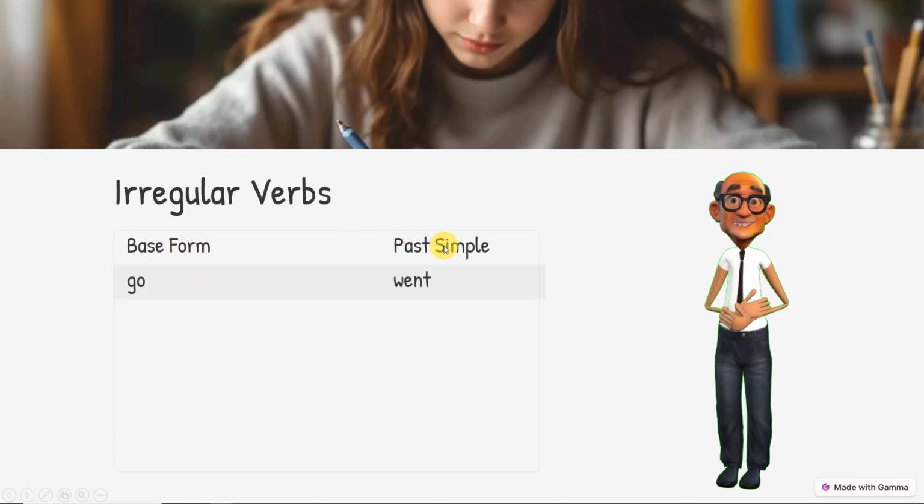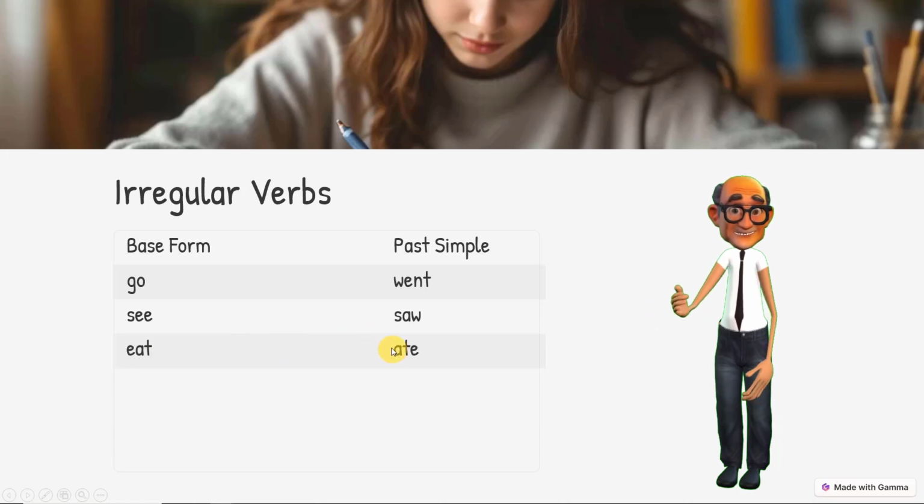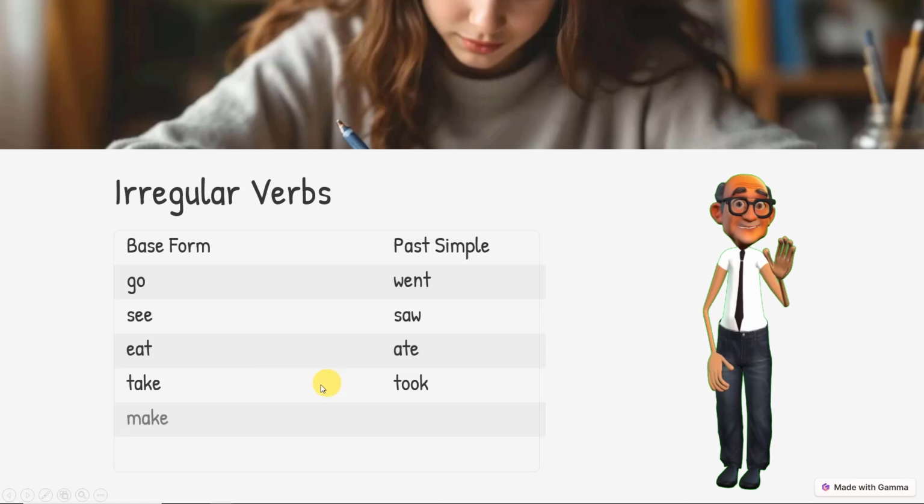Base form, past simple. Go, went. See, saw. Eat, ate. Take, took. Make, made. Come, came. Guys, this is some of them.